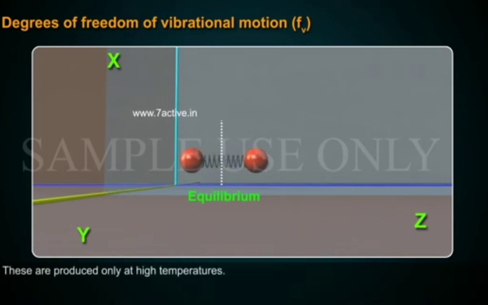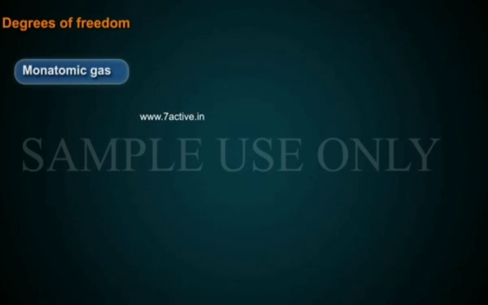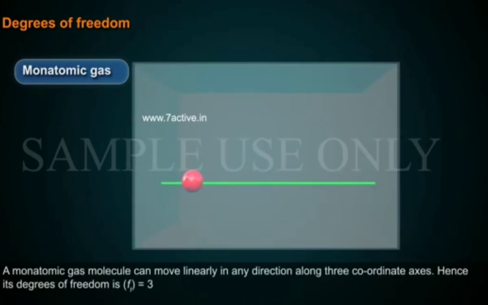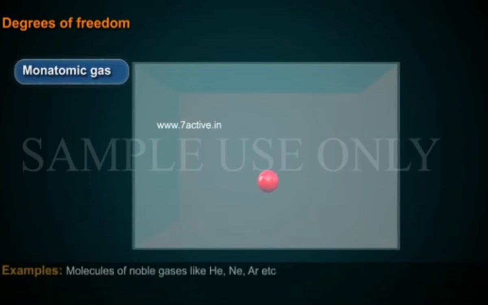These are produced only at high temperatures. Degrees of freedom for monatomic gas. A monatomic gas molecule can move linearly in any direction along 3 coordinate axes. Hence, its degrees of freedom is Ft = 3. Examples: molecules of noble gases like helium, neon, argon, etc.